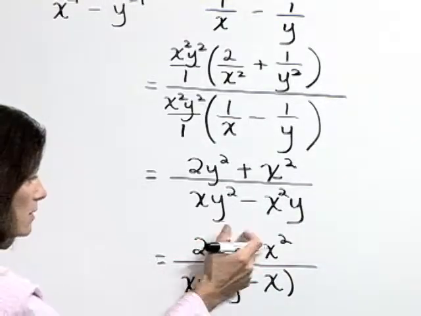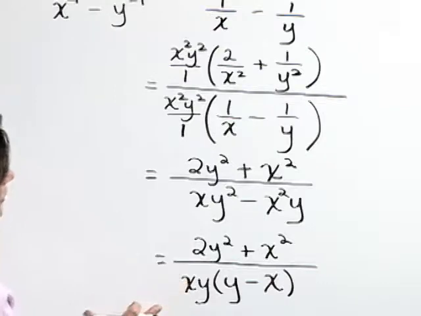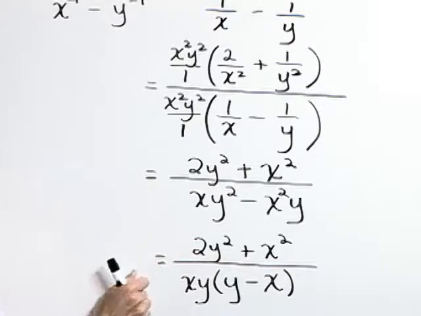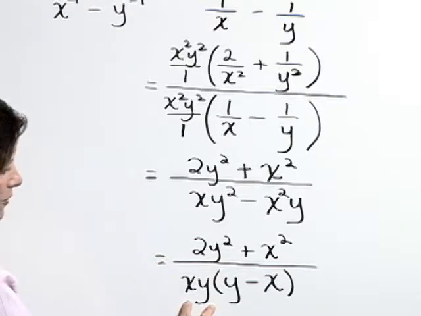But at this point, we have no common factors. Nothing's going to cancel out, so our correct reduced form is 2y squared plus x squared over the product of xy and y minus x.